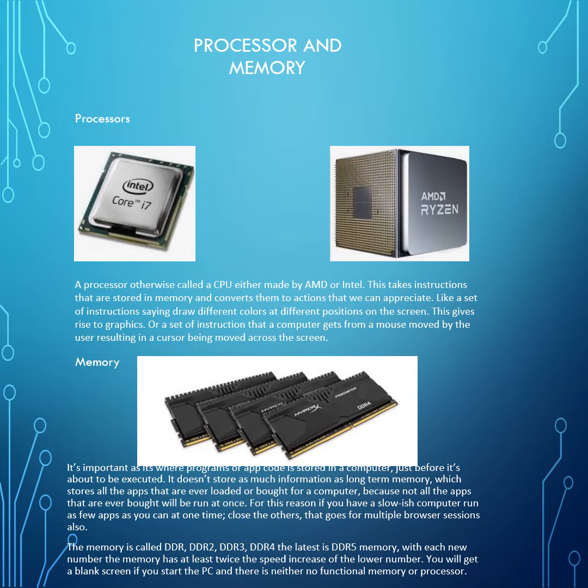For this reason, if you have a sluggish computer, run as few apps as you can at one time, close the other apps, and that goes for multi-browser sessions also. The memory is called DDR, DDR2, DDR3, DDR4, and DDR5 memory. With each new number, the memory has at least twice the speed increase of the lower number. You get a blank screen if you start the PC and there's no functional memory or no functional processor, or both.